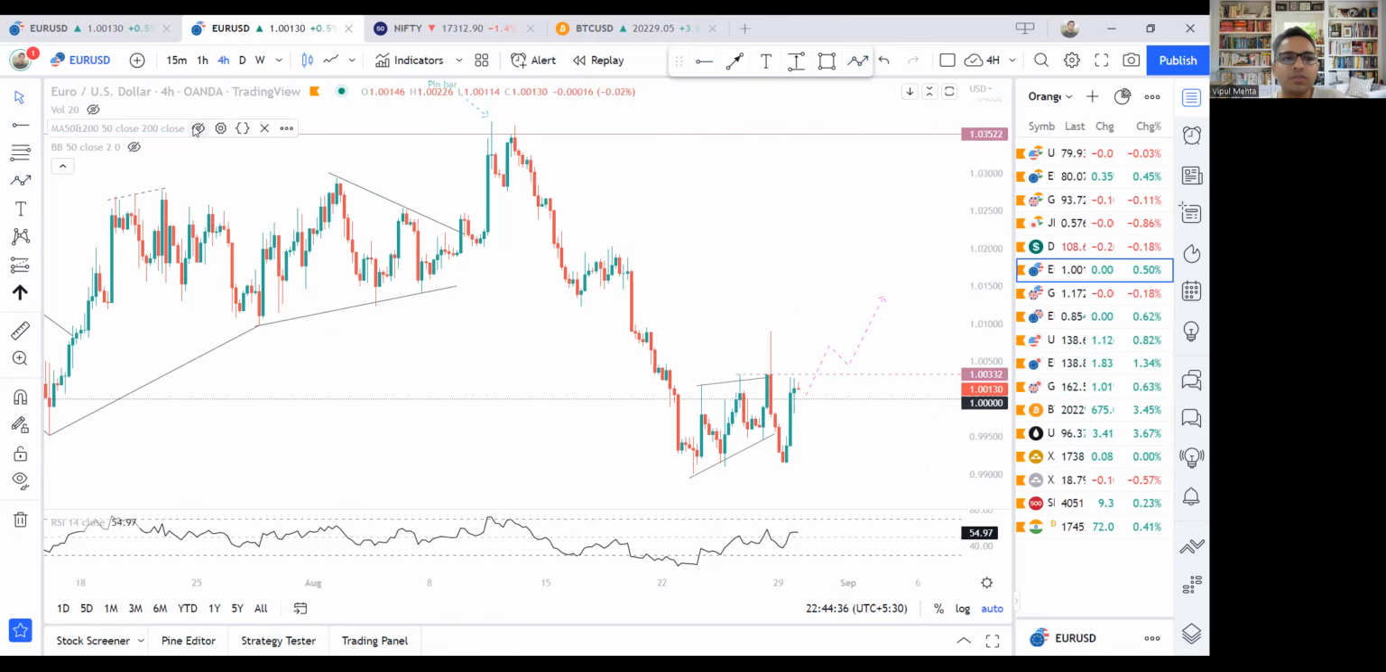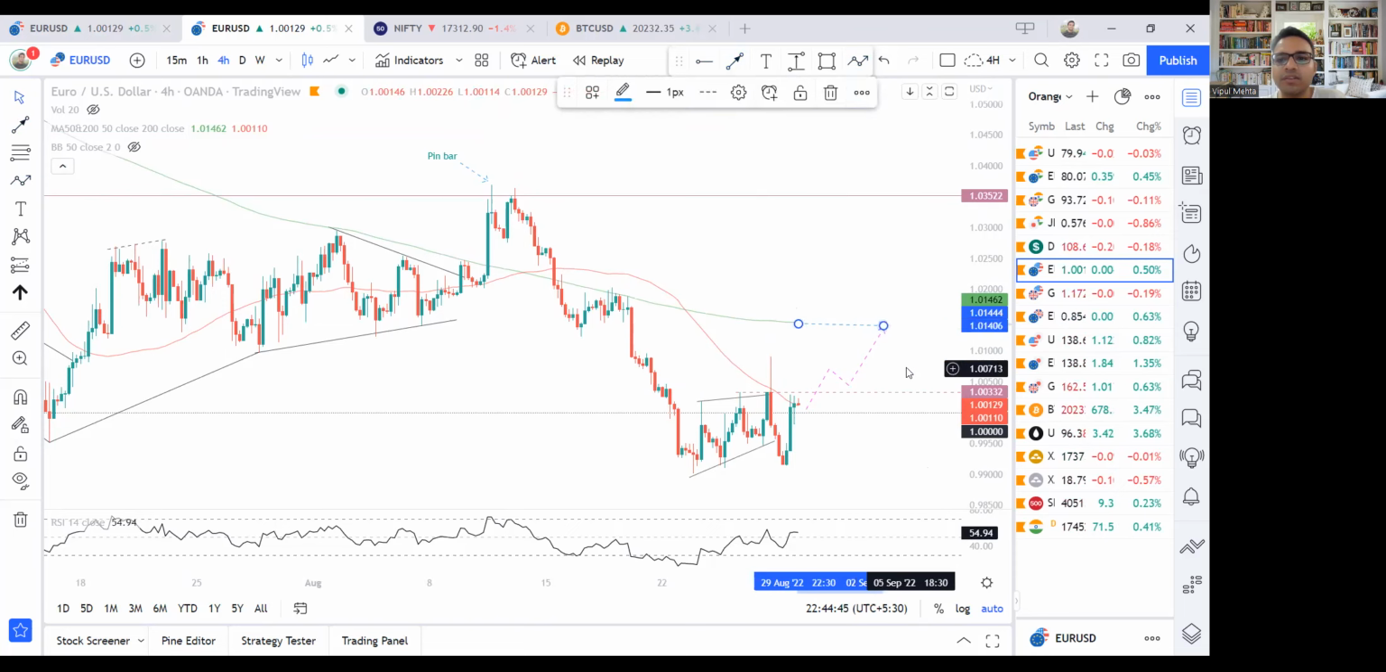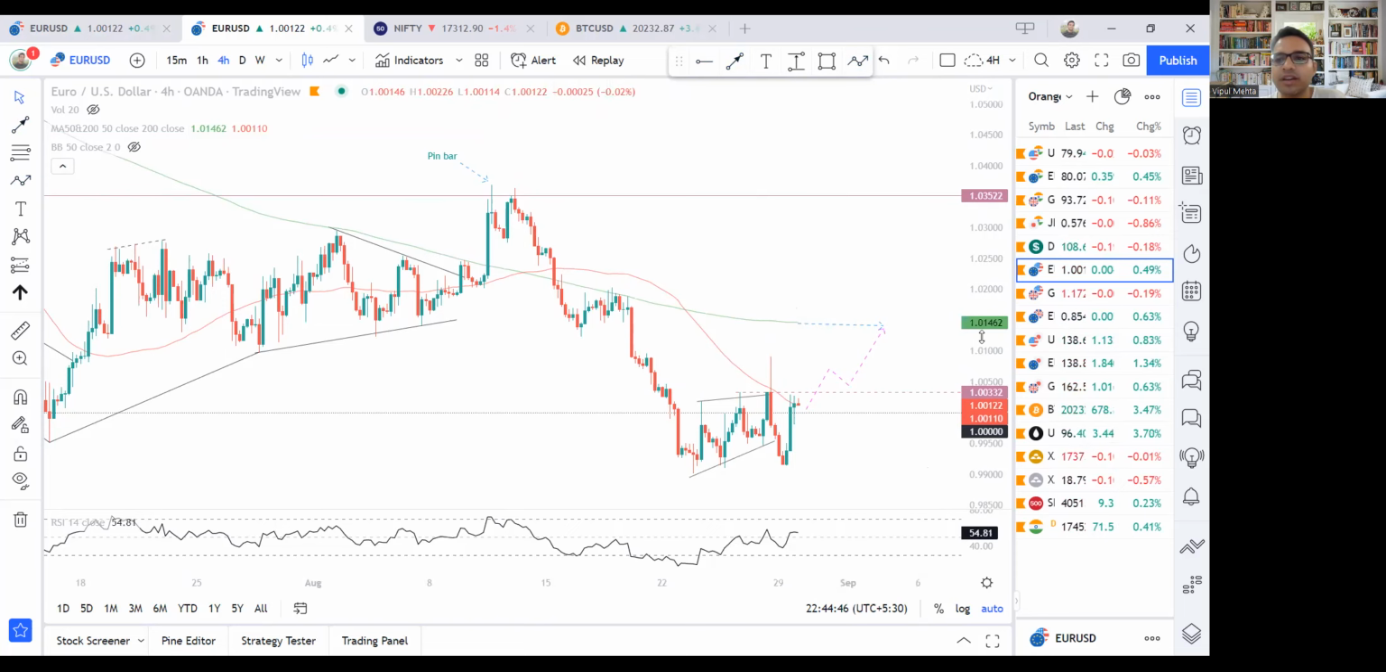If this zone is taken, then we can actually go further up. So there is definitely a bullish case, and this 200 moving average on the 4-hour time frame is catching up. It will catch up at the 1.104, 1.105 area. So we can definitely expect the price to reach here.